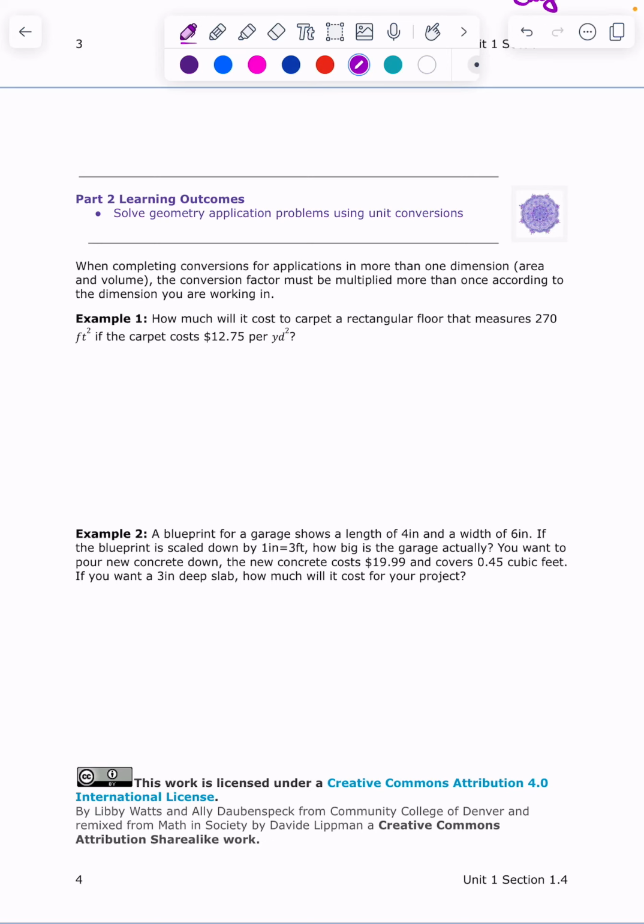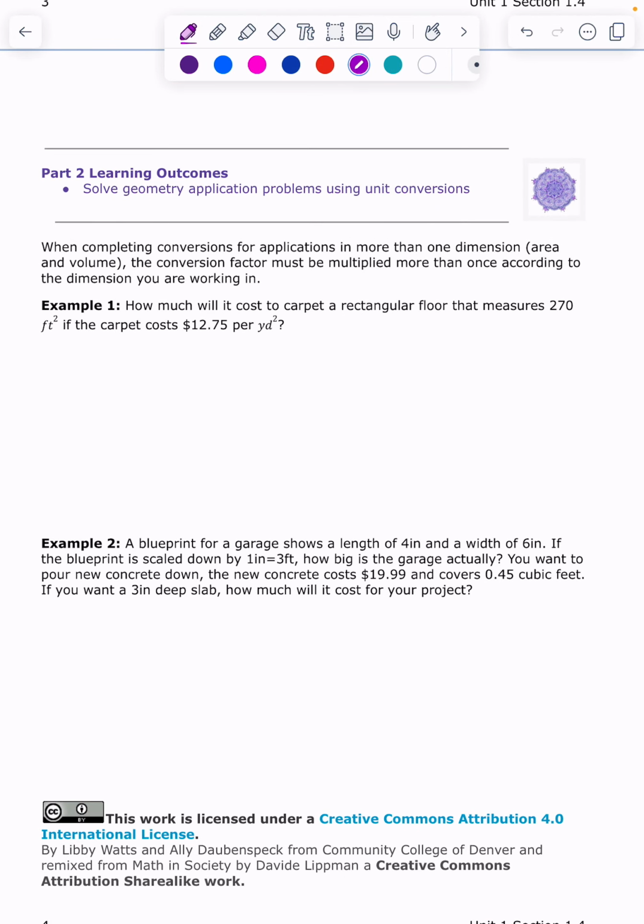So example 1, how much will it cost to carpet a rectangular floor that measures 270 square feet if carpet costs $12.75 per square yard? So start with some given information. I'll start with 270 square feet. Put that over 1. And I'm trying to figure out how much it costs. So we want to end in dollars.